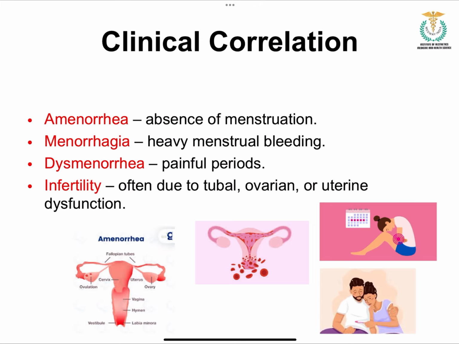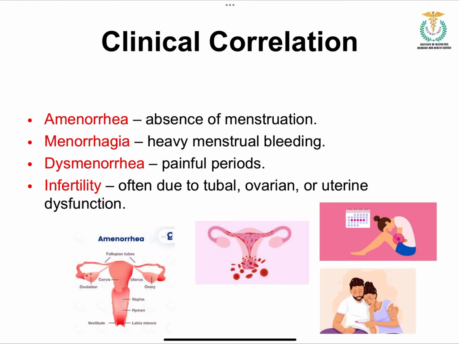Moving on to the clinical correlation. Clinical correlations are the things which we can relate to the patient on a clinical basis. So for example, amenorrhea. Amenorrhea means the condition where there is no menstruation, or absence of menstruation.